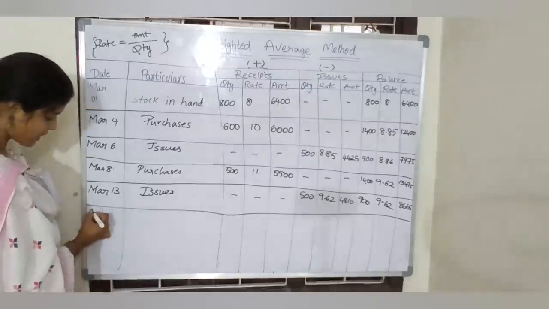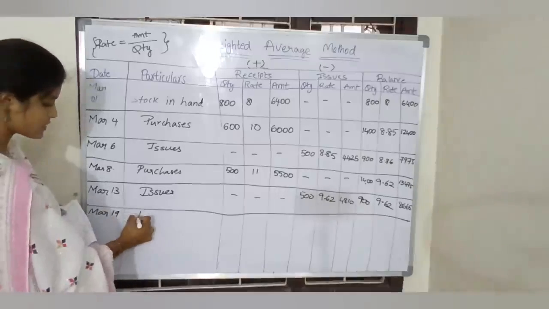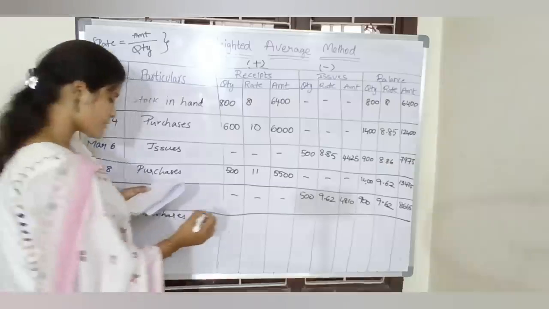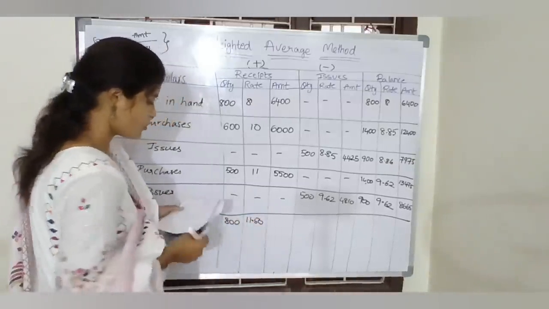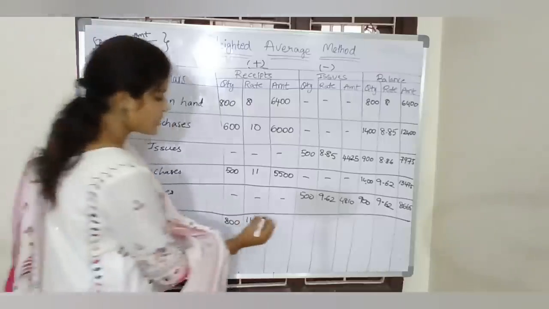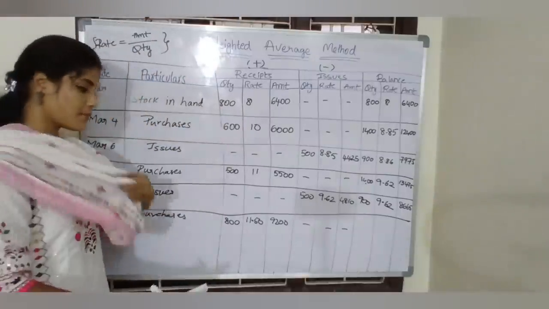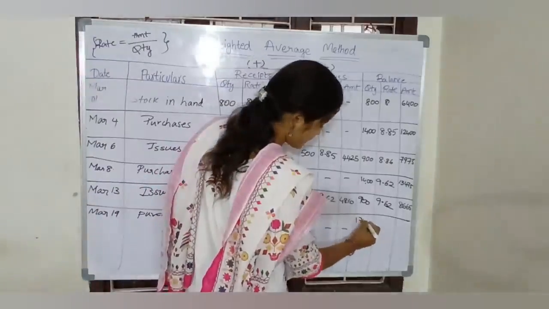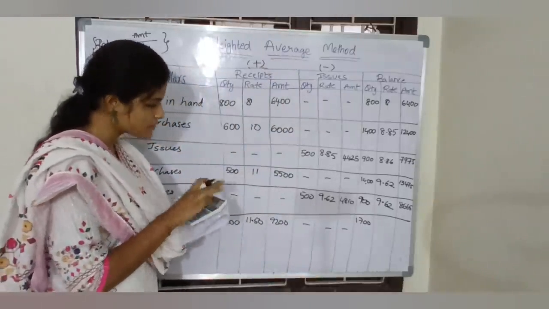After March 13th, what do we have? March 19th. Purchase or issues? Purchases on that date. How many units? 800 units. Each rate is 11.50. So 800 into 11.50 is 9,200. Right? So receipts means addition. 900 plus 800 how much? 1700. Understood? So 900 plus 800 is equal to 1700.